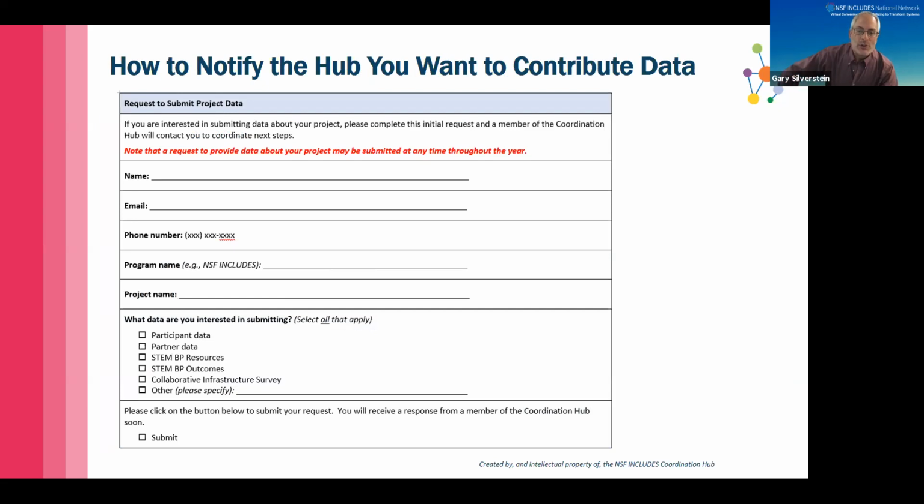As Tracy showed you earlier, this is a form on the site to let us know which data collection efforts you're interested in participating in. If you reach out to us, we'll be back in touch with you as quickly as possible. Both Brad and I will be receiving these emails.